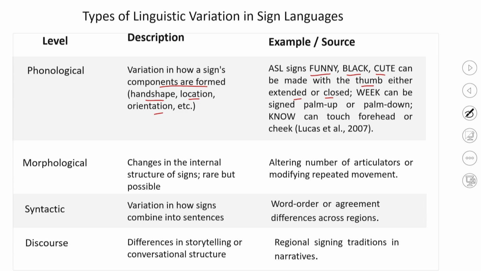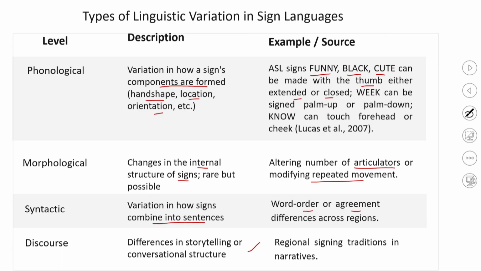Similarly, morphological changes affect the internal structure of the signs. This is rare but possible. Altering the number of articulators or modifying repeated movements is how morphological changes may happen. Syntactic variation is also possible in how signs combine into sentences, so word order or agreement differences across regions. Then there are discourse differences in storytelling or conversation structure.